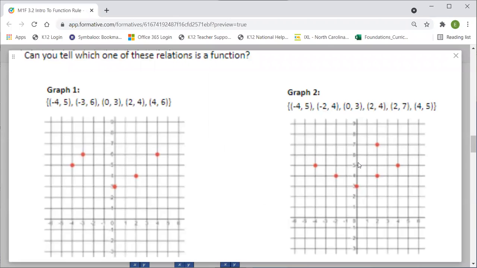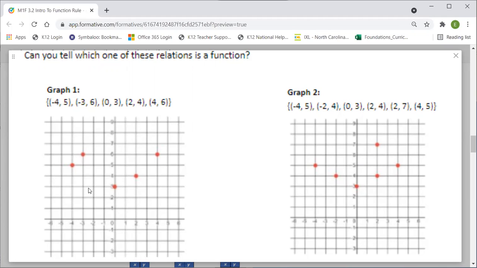Okay, number 6 says which of the relations is a function? Okay, so remember we want only one y value to each x value. So we want to see which of them is repeating or which of them does not pass that vertical line test. Okay, so if we look here at all of our x values, nope, looks like they're all different x values and all different y values.